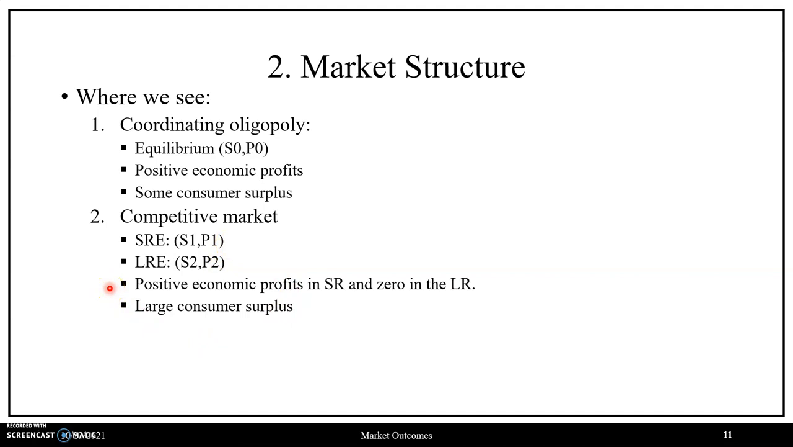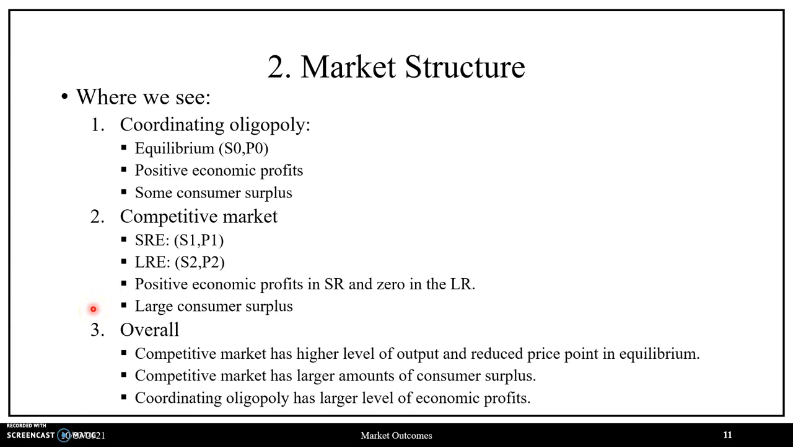Where overall we saw then also that there were positive economic profits in the short run, but zero in the long run for the competitive market, and that there was a large amount of consumer surplus. Where comparing these two then, the competitive market led to an equilibrium that had a higher level of output and a reduced price point in equilibrium compared to that of our coordinating oligopoly, and that the competitive market led to an outcome in equilibrium with a larger amount of consumer surplus than our coordinating oligopoly, but that our coordinating oligopoly had a larger level of economic profits when compared to our competitive market.